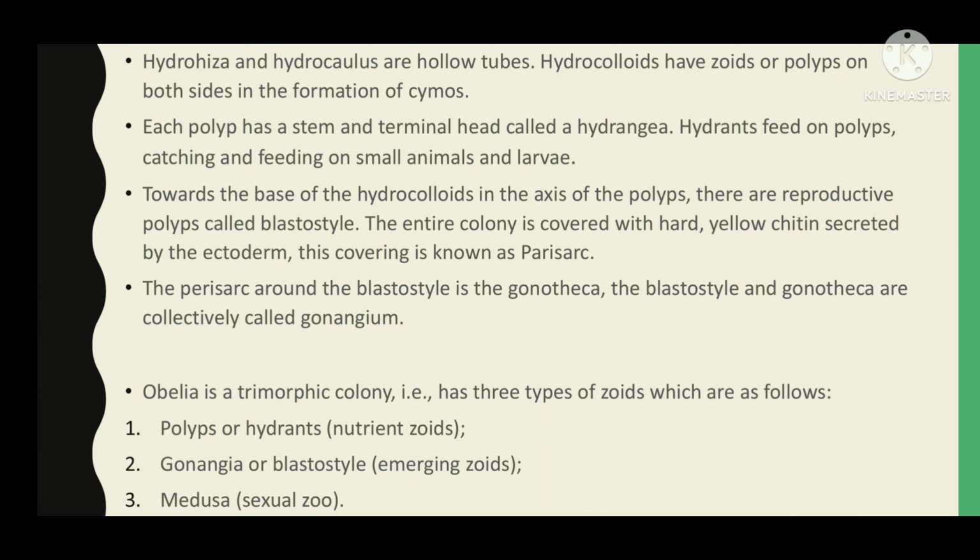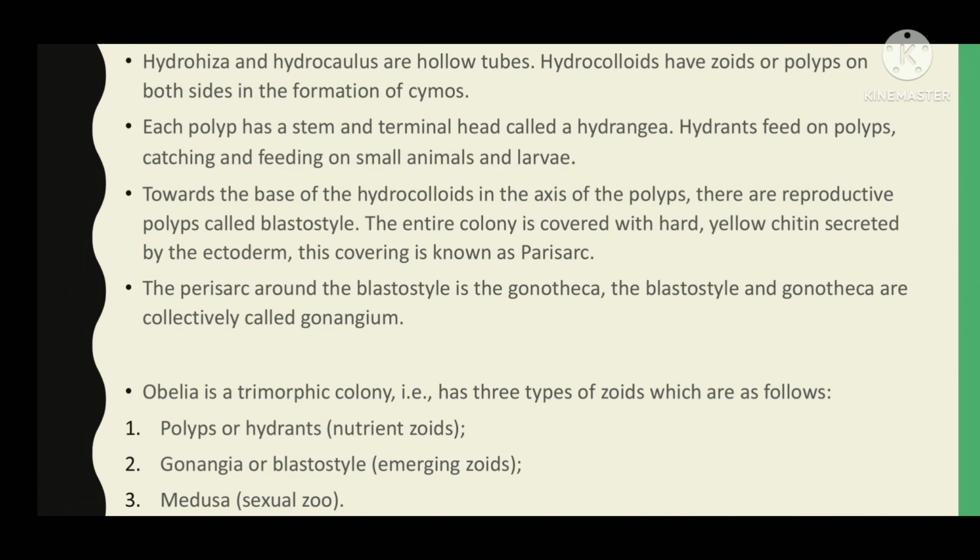blastostyles. The entire colony is covered by a tough yellow chitin secreted by the ectoderm. This covering is known as perisarc. The perisarc around a blastostyle is a gonotheca. The blastostyle and gonotheca are together called gonangium.